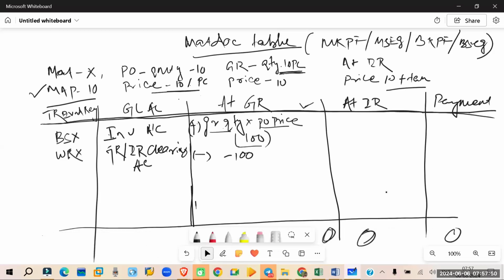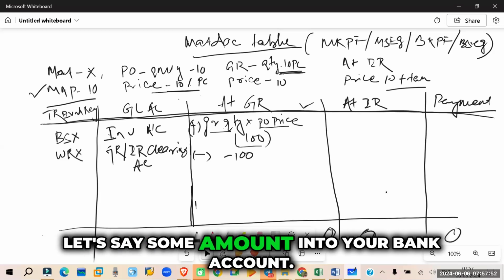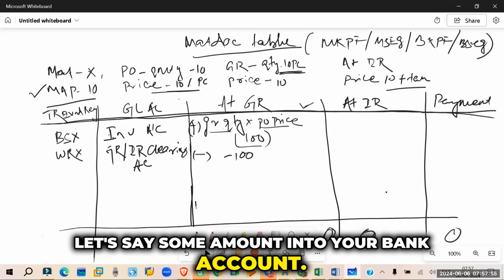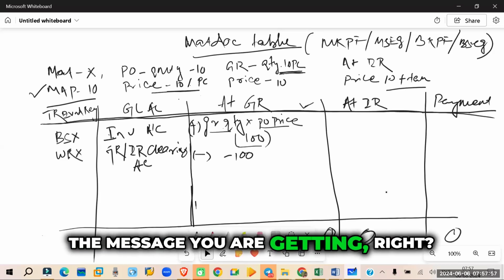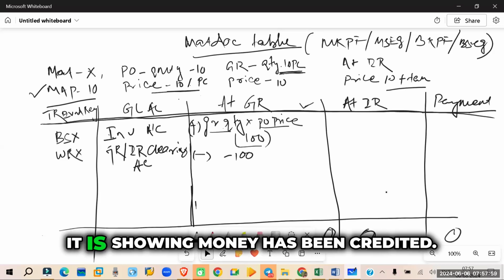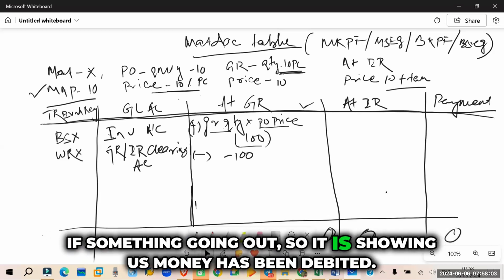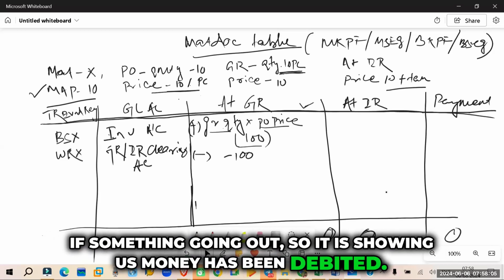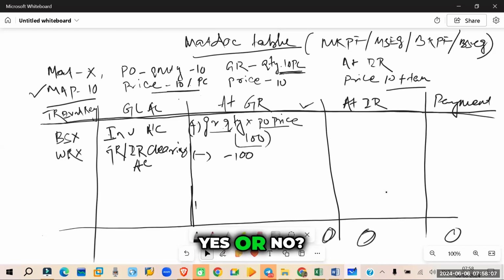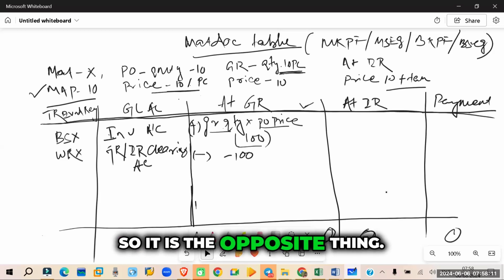When you get some amount into your bank account, what is it showing? The message you are getting, right? It is showing money has been credited. If something is going out, it is showing money has been debited, right? Yes or no? Yes, sir. So it is the opposite thing.